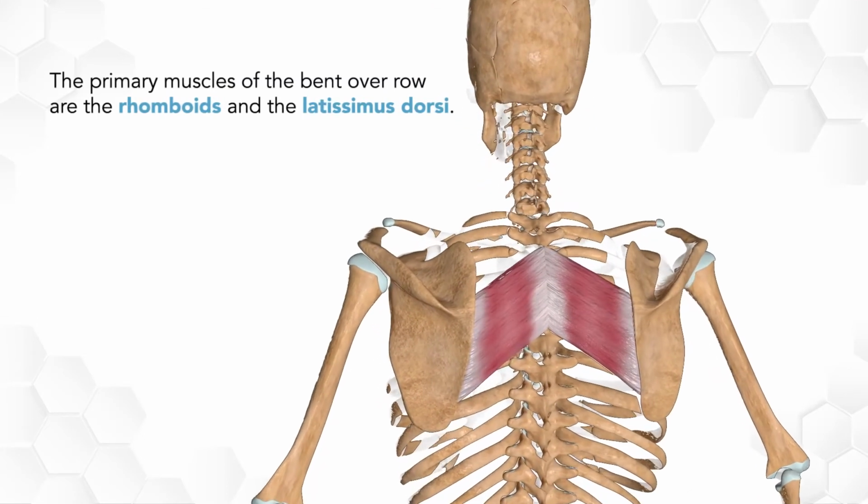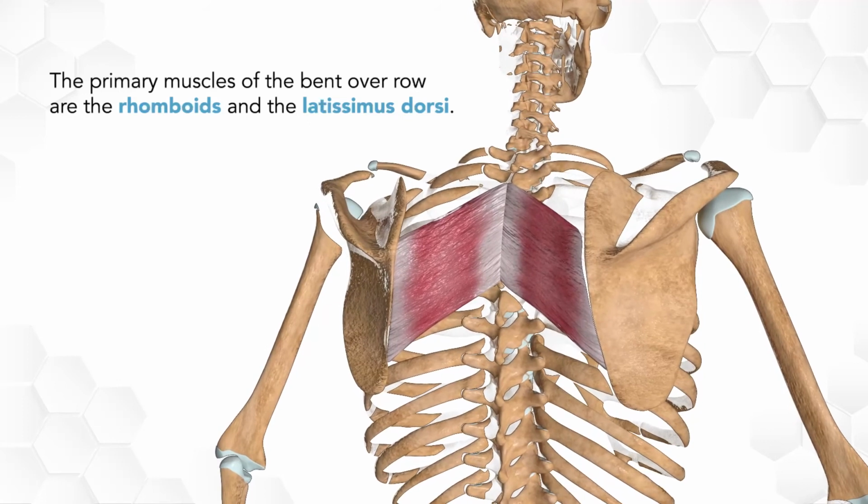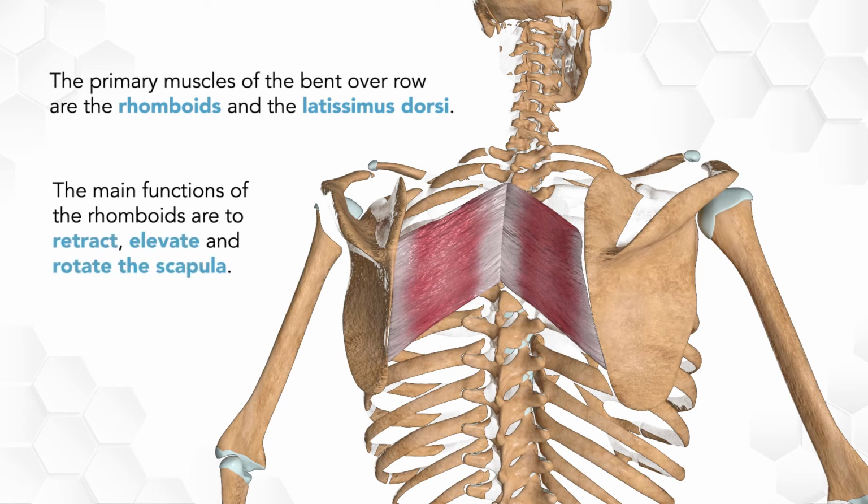The primary muscles of the bent-over row are the rhomboids and the latissimus dorsi. The rhomboid muscle group is split into the rhomboid major and minor. The main functions of the rhomboids are to retract, elevate, and rotate the scapula.